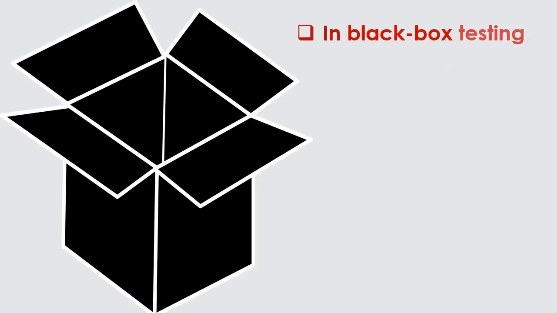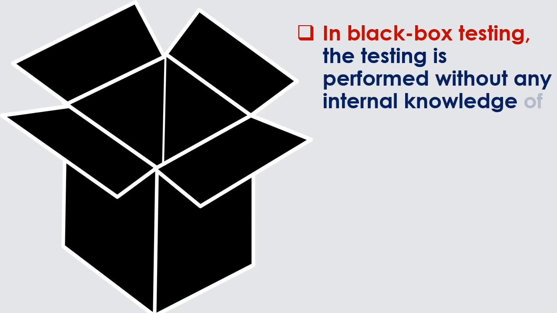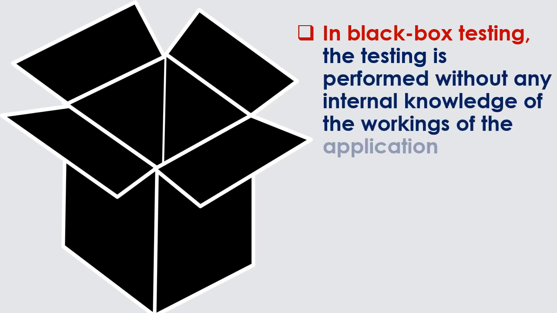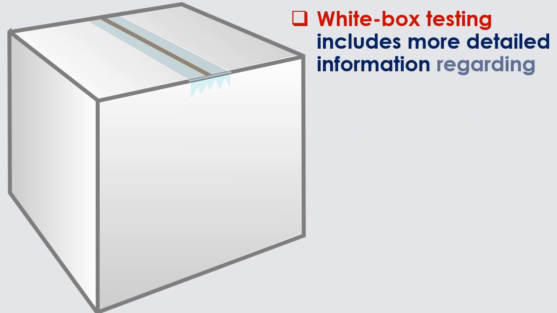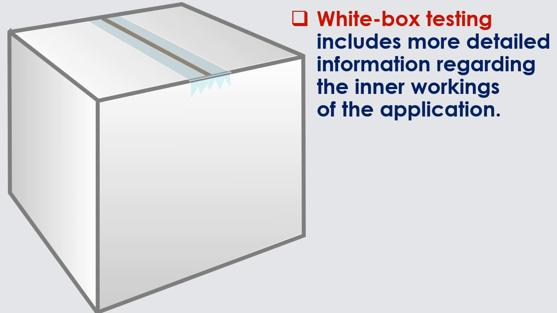In black box testing, the testing is performed without any internal knowledge of the workings of the application. For instance, the source code is not available in black box testing, requiring black box testing to be conducted by running the application itself. White box testing includes more detailed information regarding the inner workings of the application. For instance, source code is often reviewed in white box testing.